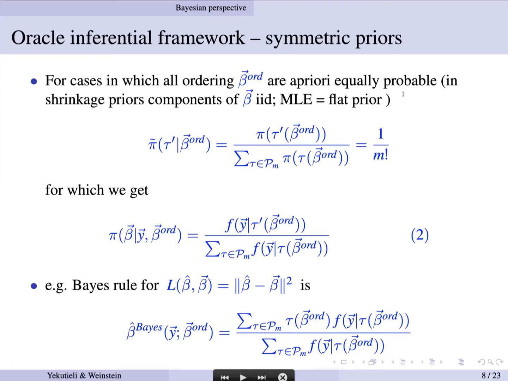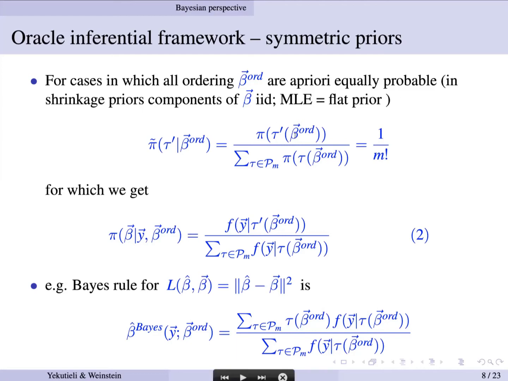When isn't it symmetric? If I have some knowledge regarding this problem, then I would say some of the betas are bigger and some are smaller, and then by definition it won't be exchangeable. But in cases where I come to the data with total ignorance, it would make sense to think that, given beta ord, all different permutations are equally likely. I'll discuss it in the discussion, we'll get back to that.